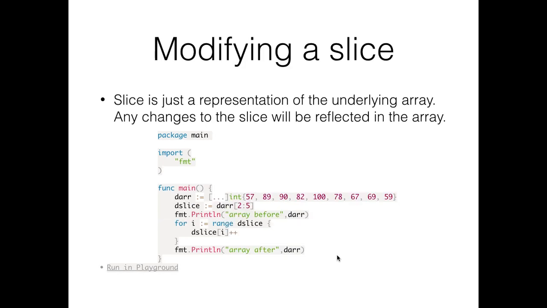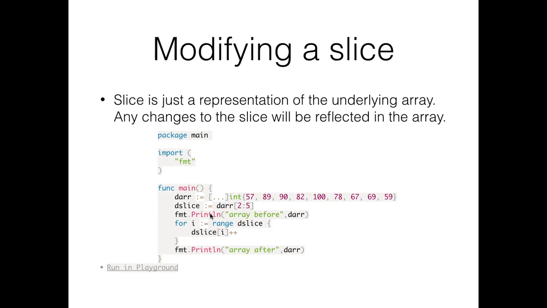Modifying a slice. So a slice is just a representation of the underlying array. Any changes to the slice will be reflected in the array. So if we make any changes to the slice, that change will be affecting the underlying array as well. So if we look at the main function, we have d array, which is of size 9 with values 1, 2, 3, 4, 5, 6, 7, 8, 9, and it takes integer values. And then we have a slice, d slice, in the d array, which is from index 2 of the d array till index 4 of the d array, which is 5 minus 1, 4.